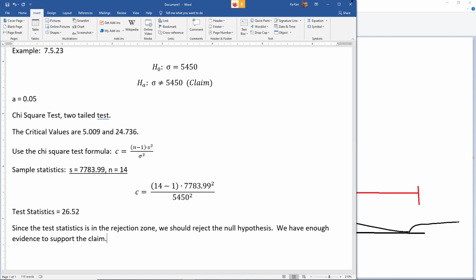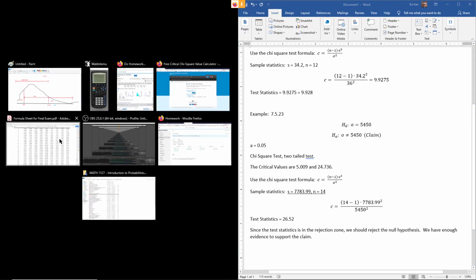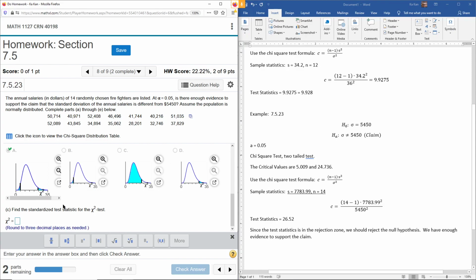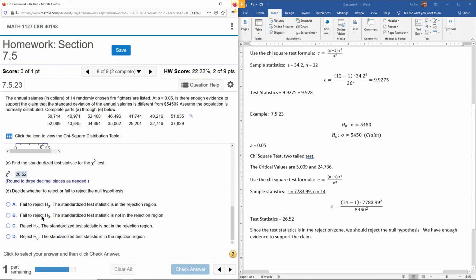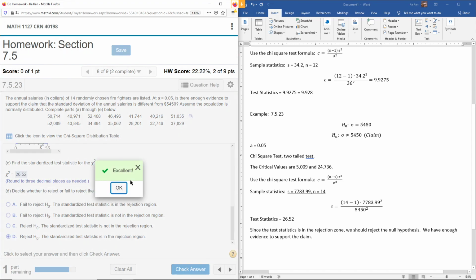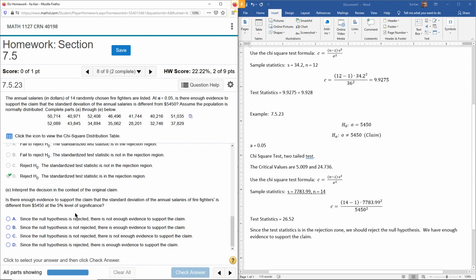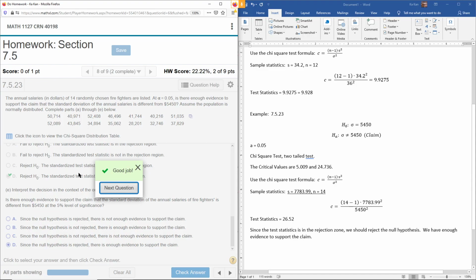There you go. So now looking at this and see if we can answer the questions. So the test statistic is 26.52. Done. And then we reject the null hypothesis. And therefore, because the test statistic is in the rejection region, I call it zone, but they call it region, the same thing. So since the null hypothesis is rejected, there is enough evidence to support the claim. There you go. So it's always good to just get this done first on the right-hand side.